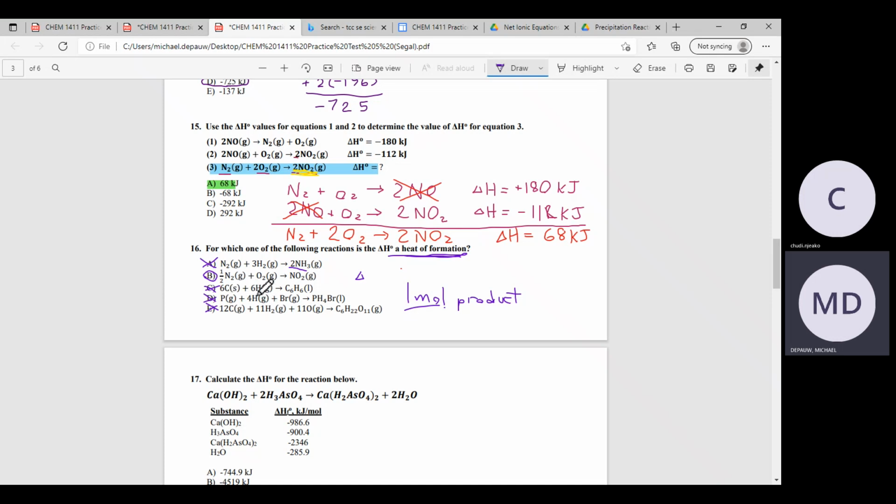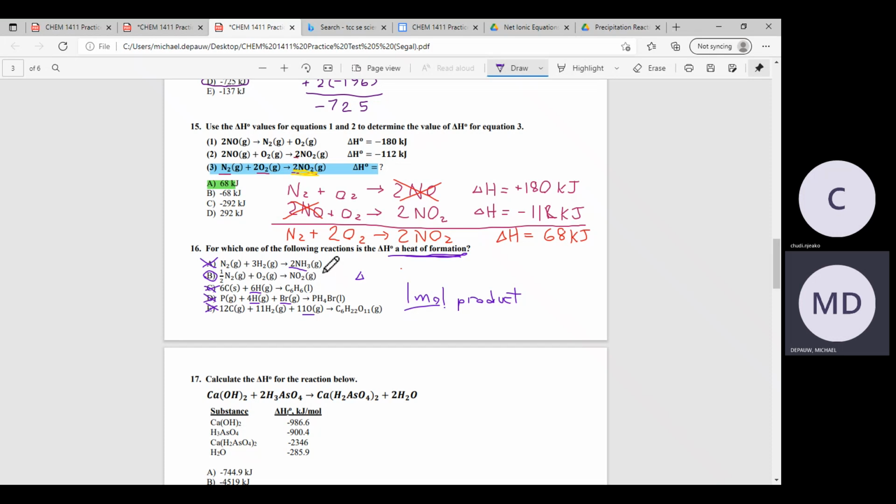So just looking at the diatomics, C, D, and E can be ruled out because you're not going to have H, you're going to have H2. You're not going to have Br, you're going to have Br2. You're not going to have O, you're going to have O2. So you can rule those out right away. A has 2 moles of product instead of 1, so that's not a valid heat of formation reaction.